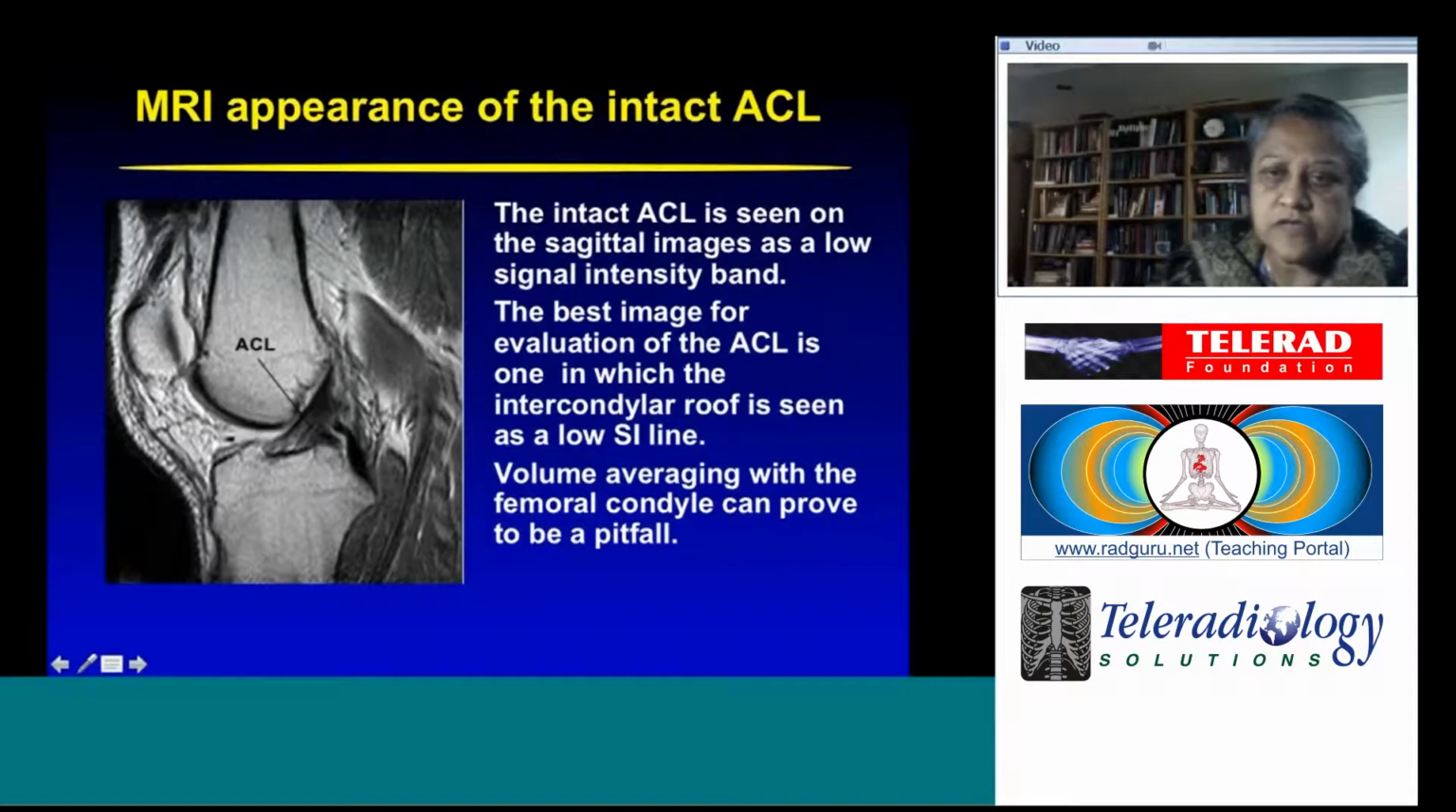You'll also find that the best image for evaluation of the ACL is one where the intercondylar roof is seen as a low signal intensity line. This is the intercondylar roof. Volume averaging with the femoral condyle can provide a pitfall.